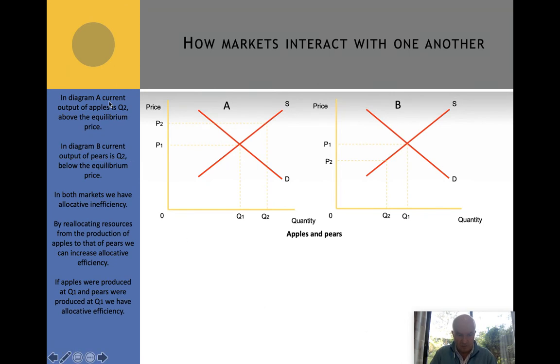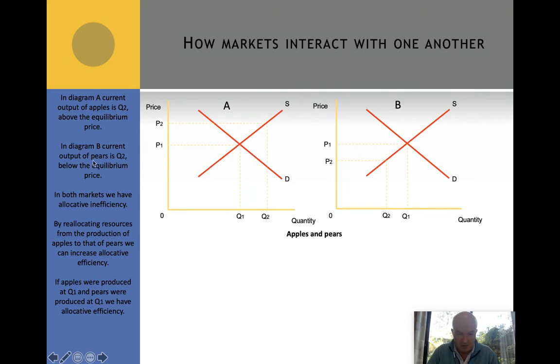shows the output of apples. In this case, it is at Q2, but that is above the equilibrium price. So our equilibrium price is P1 Q1, but in this instance, we've got supply essentially outstripping demand, and so we're choosing to supply at this particular level.